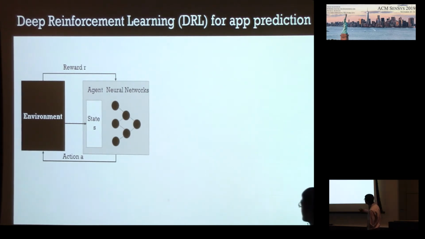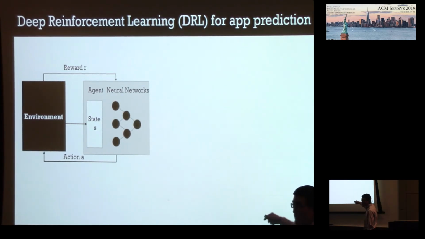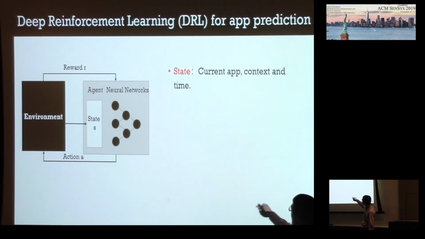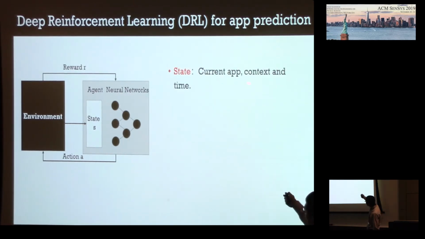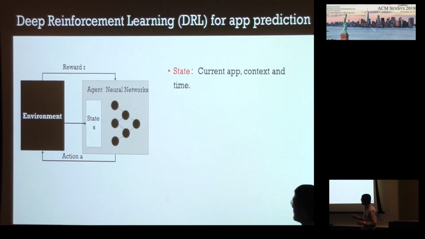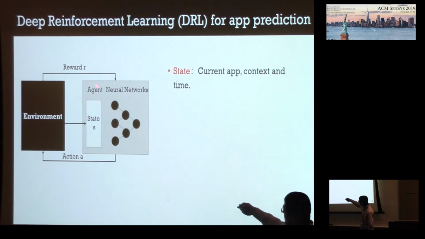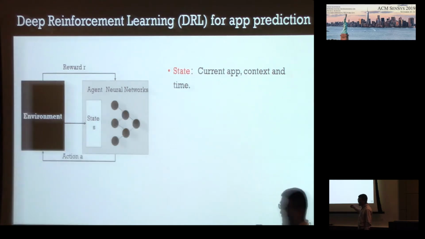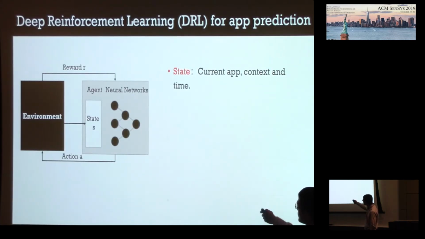In this model, we have the environment. The environment actually is a smartphone of the user. And then we have an agent. An agent is a neural network. It takes the state of the smartphone. The state actually is the current application that the user is using now, and then the current time and the current context. We put all the state to the neural network. The neural network takes the state as the input, and then does the prediction.